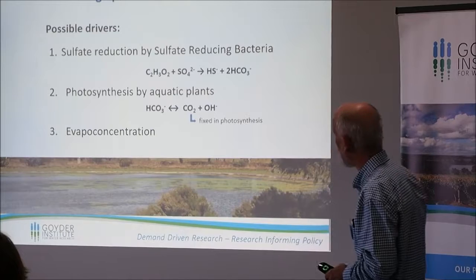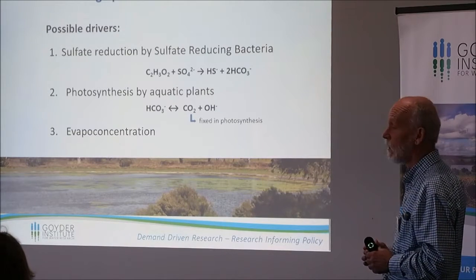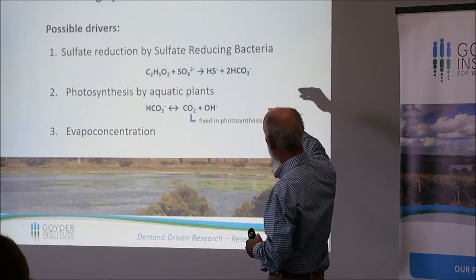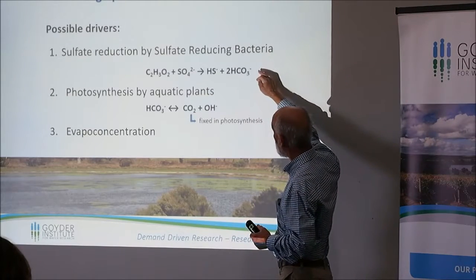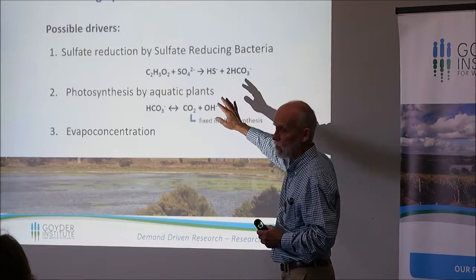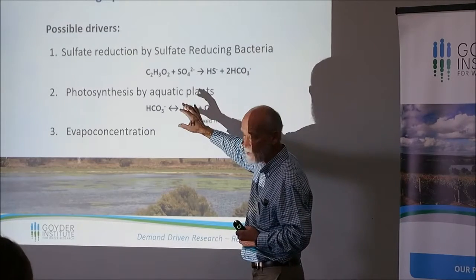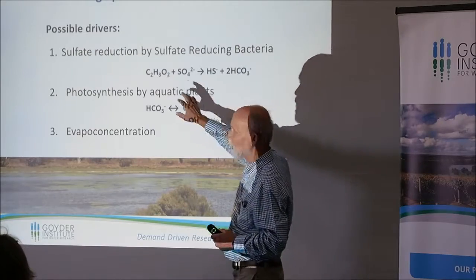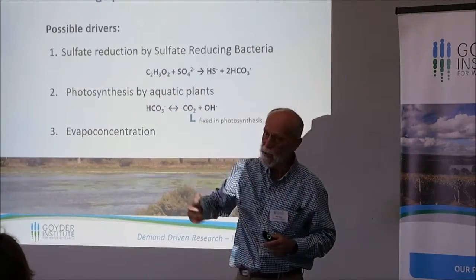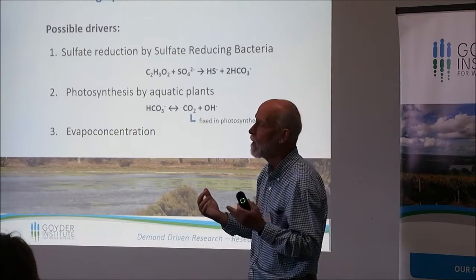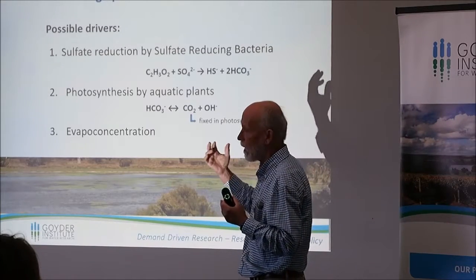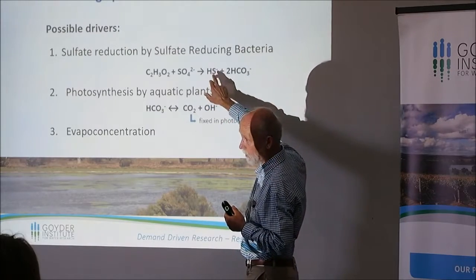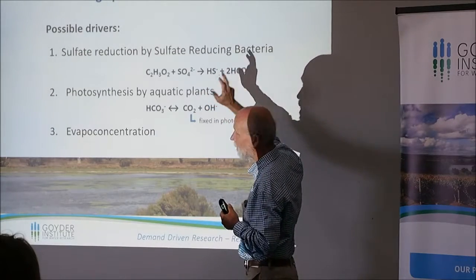So Luke and I set out to investigate three possible drivers. The first of those is the one that we suspected from the previous study, which was about sulfate reduction. What sulfate reduction does is it takes sulfate, and it uses carbohydrate from the breakdown of plants. If you've got those two things, sulfate and the source of carbohydrate, then you can generate sulfides, which are characteristic of alkaline and bicarbonate.